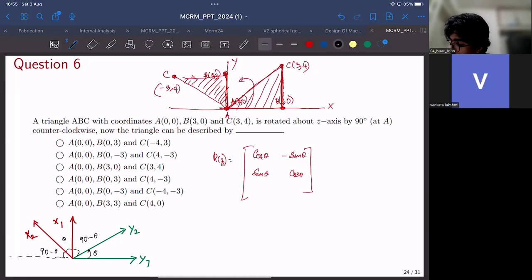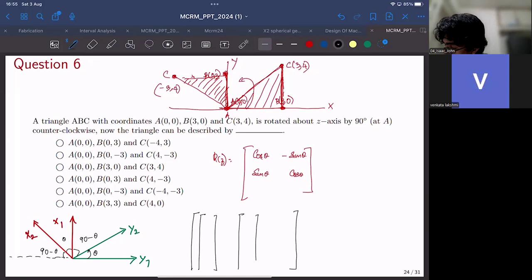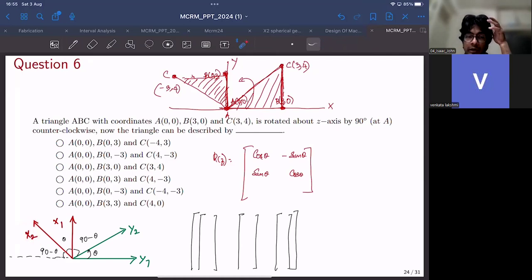So the way we construct the rotation matrix is, we construct it by columns actually. This is the first column, this is the second column, and this is the third column, right? First we consider the newly rotated axis x2, and we take the dot product of x2 with respect to x1, then y1, then z1. So what is the dot product of x2 with respect to x1?